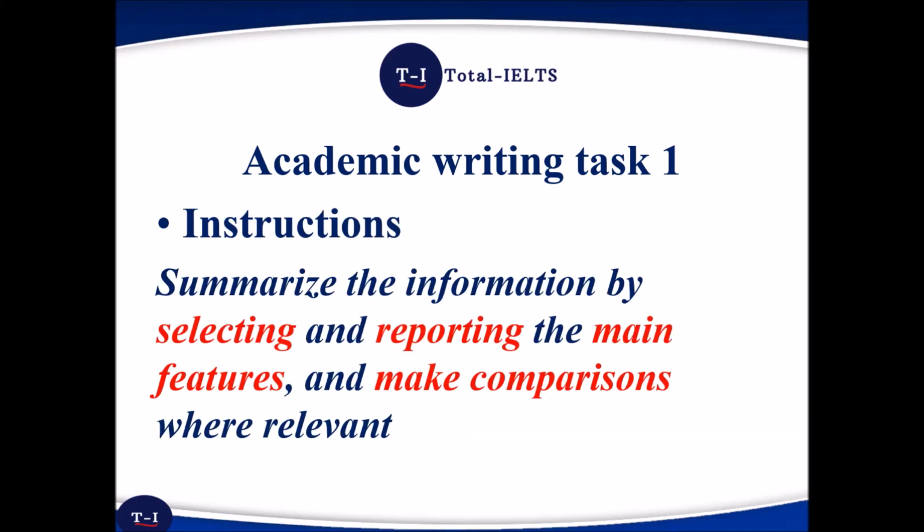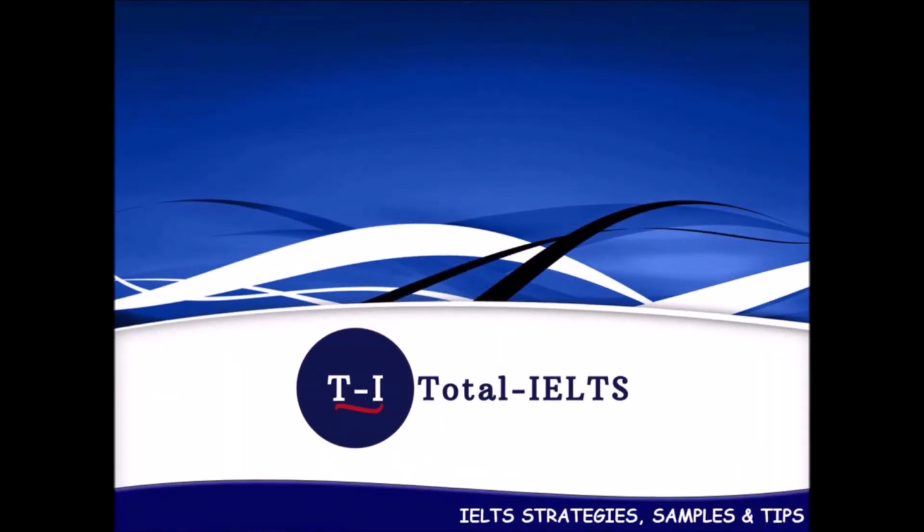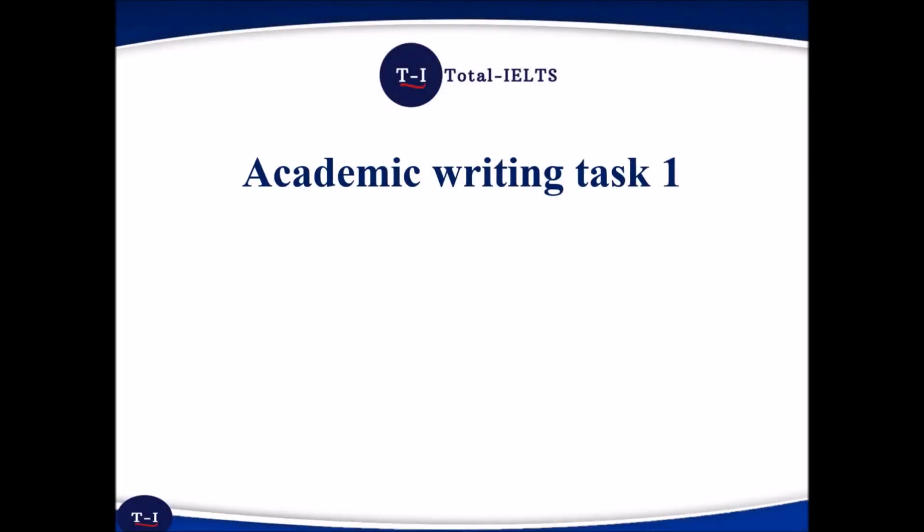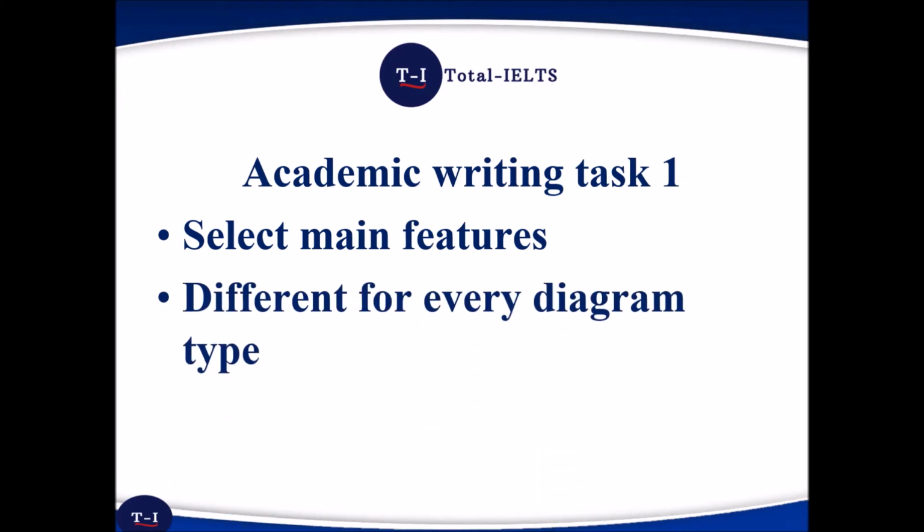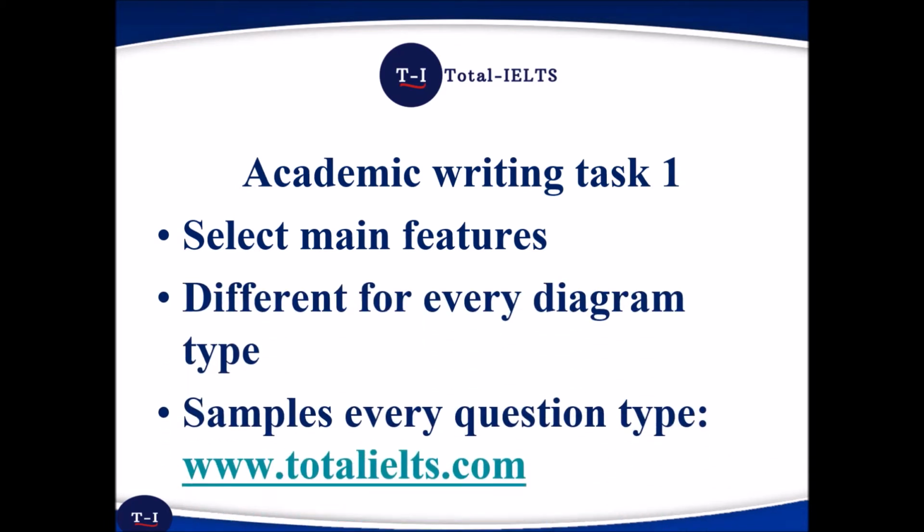The instructions for every Academic Writing Task 1 are the same. You summarize the information by selecting, reporting the main features, and make comparisons. When it comes to selecting the main features, it's different for every type of diagram. Samples for every question type, how to select, report the main features and make comparisons, can be found on the website.